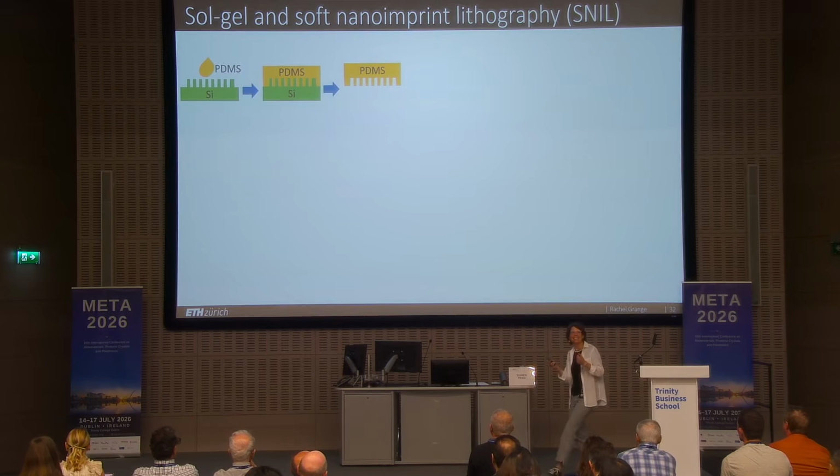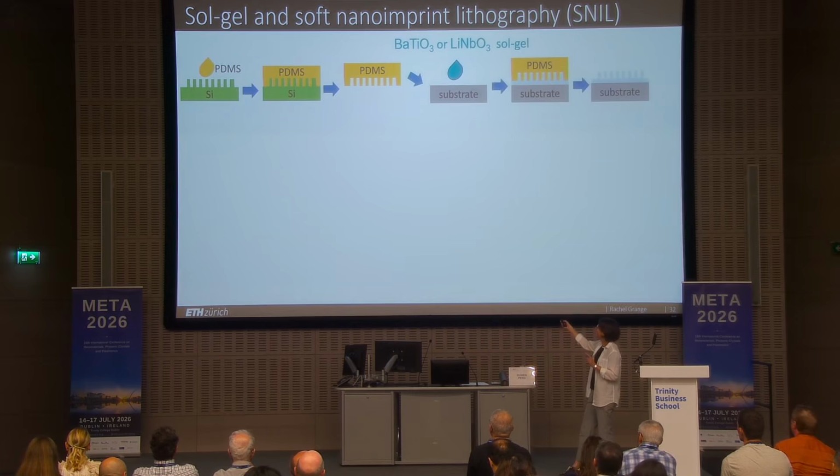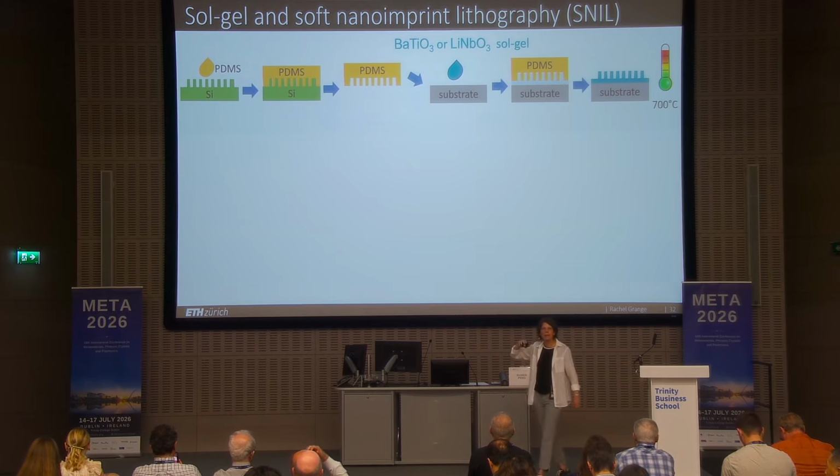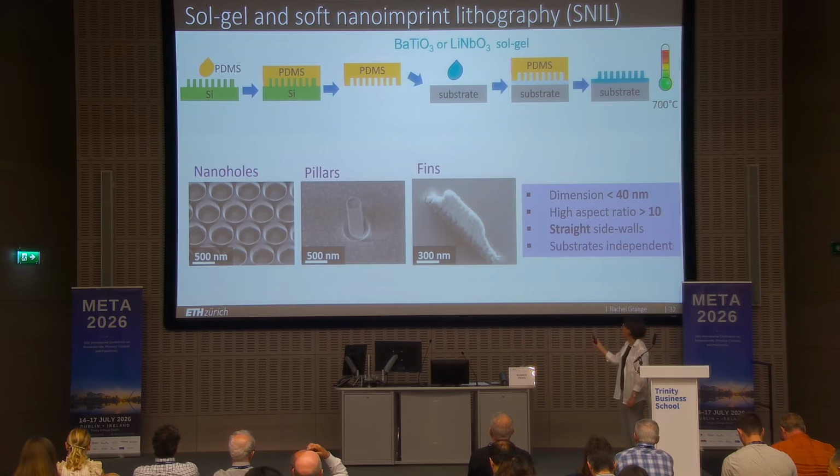I told you that, right? So you go once to the clean room normally, and you make a master mold. Then you make a daughter mold in PDMS, and you can use and reuse your master mold because this is soft nano-imprint lithography. And we just imprint our sol gel, barium titanate or lithium niobate. It needs a calcination step. So the only constraint here is to have a substrate that can handle this calcination step. And then what you get is nanoholes, pillars, fins, and I will close the loop afterwards to show you circuits.